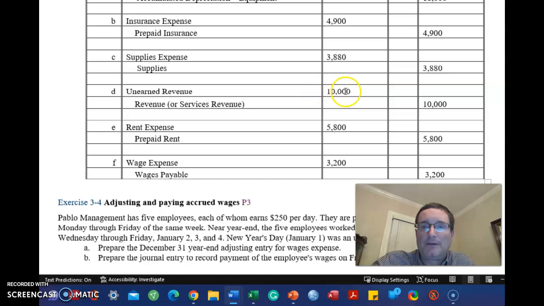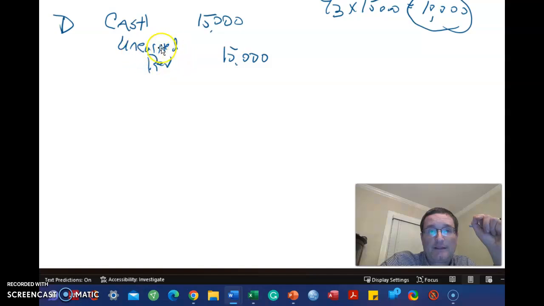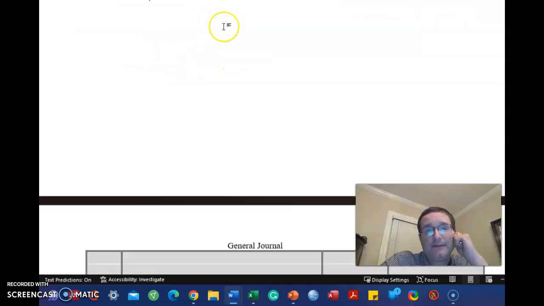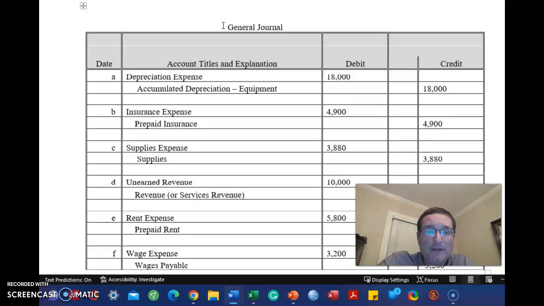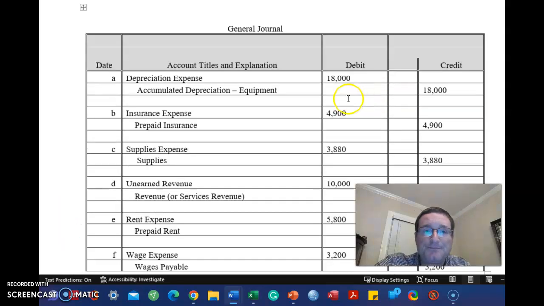We'll debit unearned revenue to reduce the liability, because remember, liability is normal balance. To increase liabilities is a credit. And that's how we increased the liability right there, $15,000. We increased the asset, cash, by $15,000. There's no revenue. To get the revenue, once it's earned, we'll debit unearned, reduce the liability, and then we'll credit revenue by $10,000 to increase revenue.